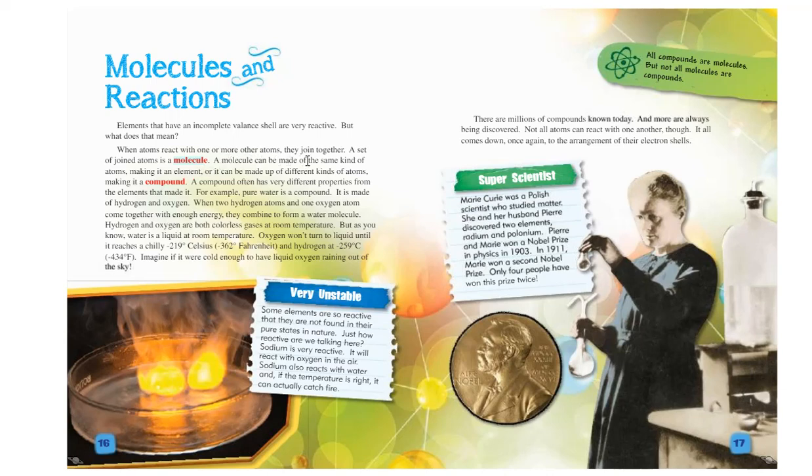A molecule can be made of the same kind of atoms, making it an element, or it can be made of different kinds of atoms, making it a compound. A compound often has very different properties from the elements that made it. For example, pure water is a compound. It is made of hydrogen, which is a gas, and oxygen, which is another type of gas.